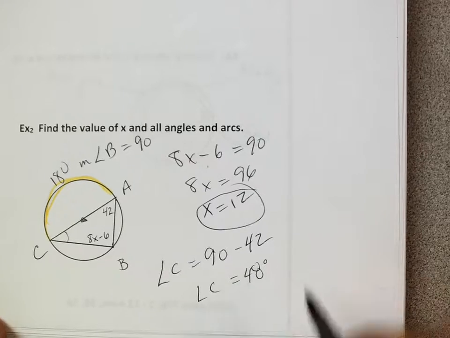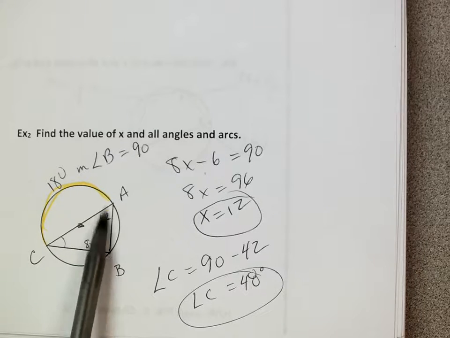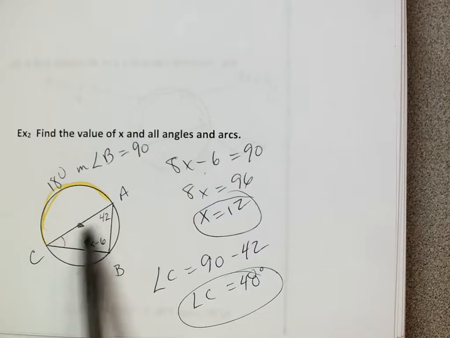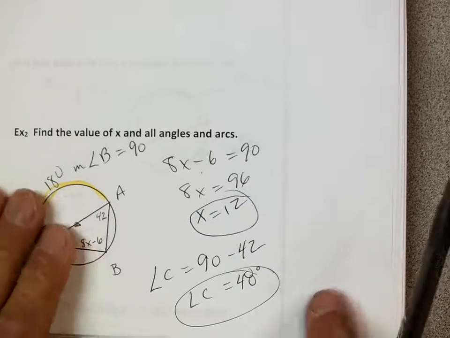Okay, I'll step back and let you see what I've done. I knew that angle B had to be 90, since it's half of 180 degrees. I also knew that C and A together added up to 90, so I was able to get 48. Thumbs up. Okay. Turn the page. This is an easy lesson, you guys.